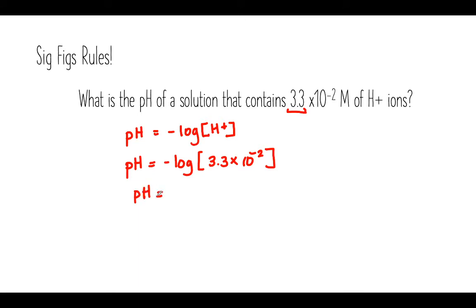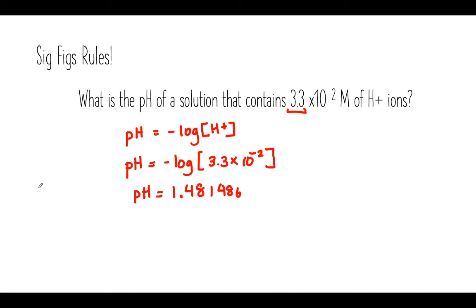So pH is equal to, when I type this into a calculator, I am going to get, so 3.3 times 10 to the power of -2, negative log of that number is going to give me, I'm going to write the full number here first before I round, just so that I can show you what my final answer should be. So it's 1.481486, and so on. It keeps going.